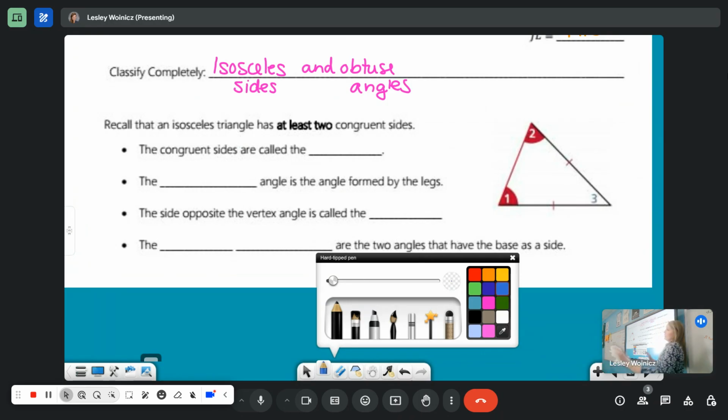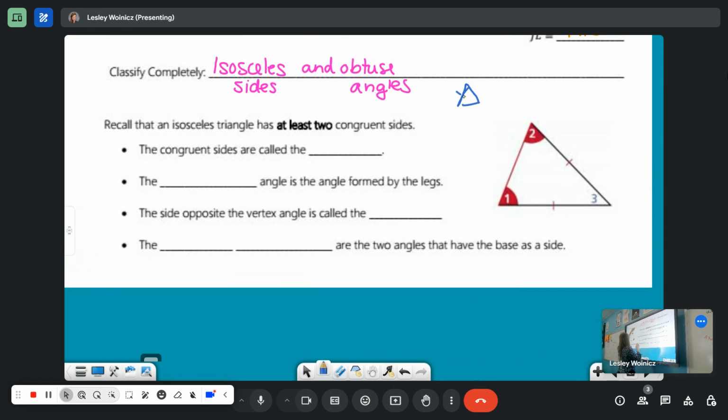Recall, okay, we've already heard about this. So this should be a review because I yammered on about it yesterday. We know that an isosceles triangle has at least two congruent sides. So this one has just been turned on its side. We usually see it marked this way, but it's just rotated to mess with you. The congruent sides are called the legs.